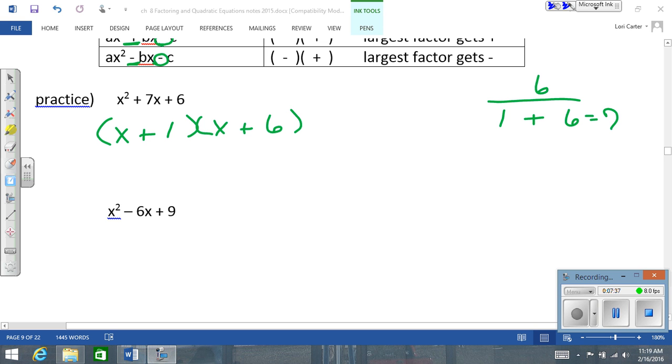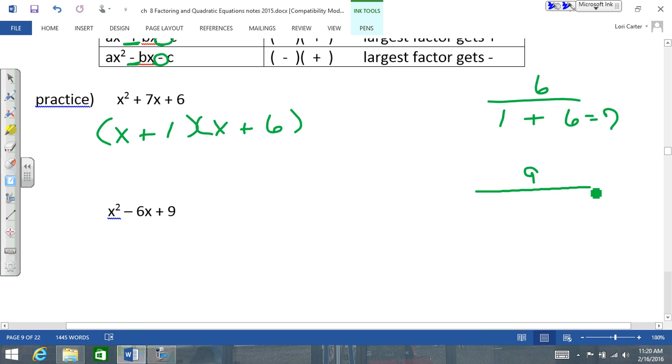Okay, what am I using to factor? I'm factoring 9, and I need to get negative 6. This says I have to add them. So is 1 plus 9 equal to 6? No, so those factors don't work. What's my next set? 3 and 3. Is 3 plus 3 equal to 6? Yes. All right, now I'm close.